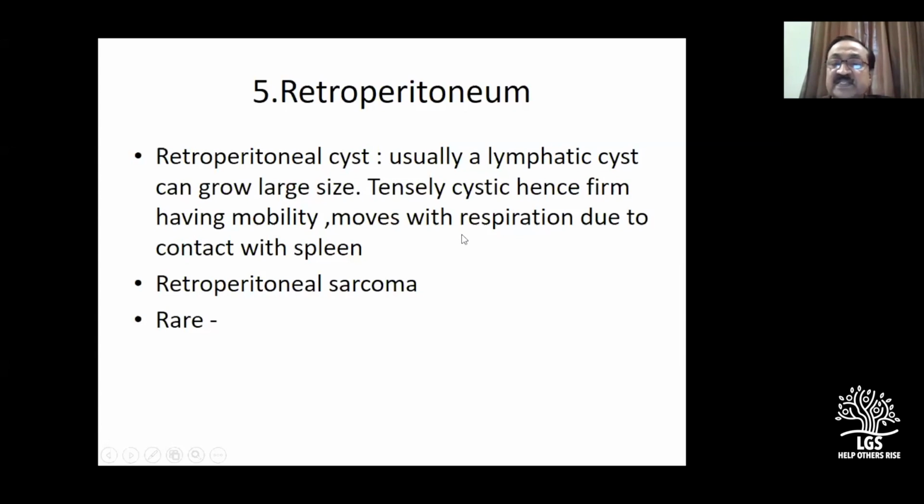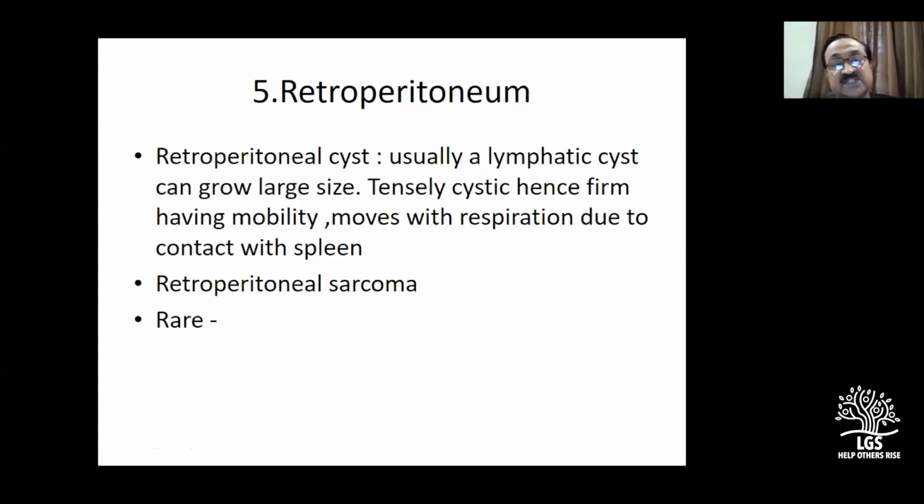Usually retroperitoneal cysts are lymphatic cysts. Depending upon the location, you may also get other types of cysts. I mentioned to you sometimes a dermoid of the spleen is mentioned. Hemangioma of the spleen has been mentioned. Retroperitoneal hemangiomas are mentioned.